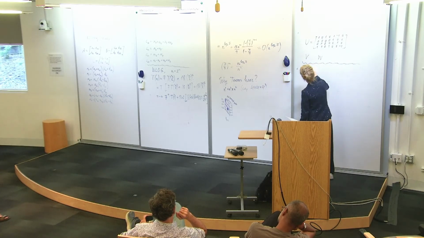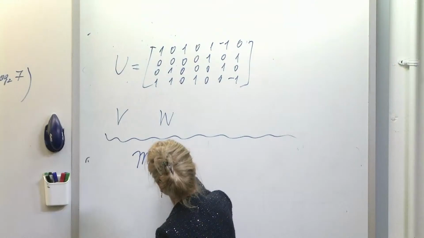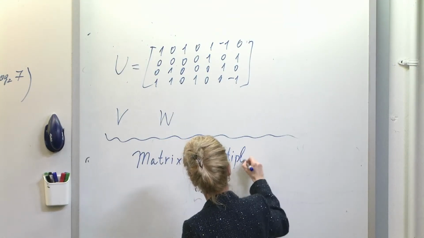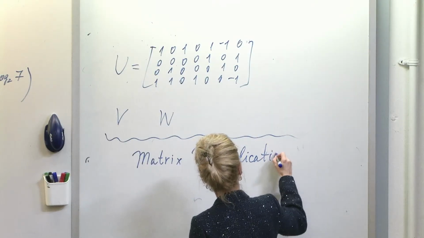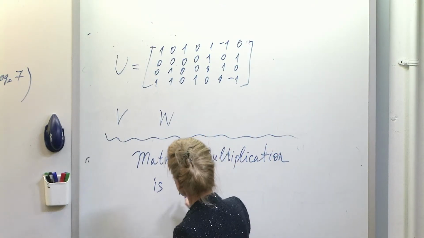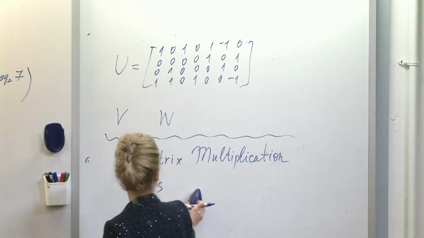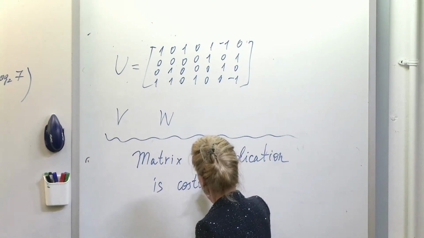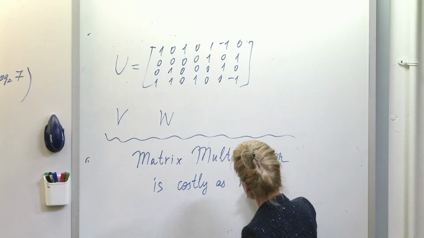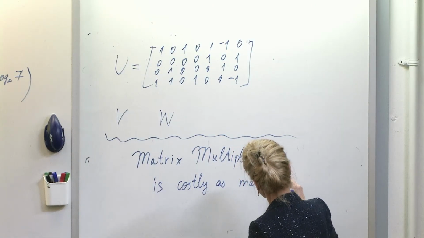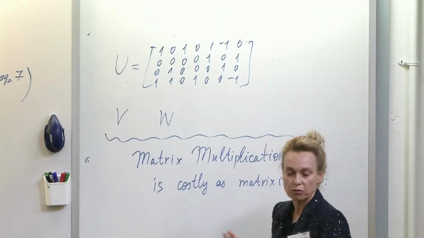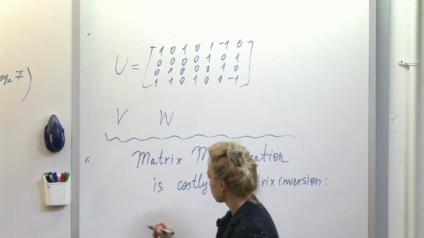Okay, so matrix multiplication is as costly as matrix inversion. Okay, how do you prove something like that?